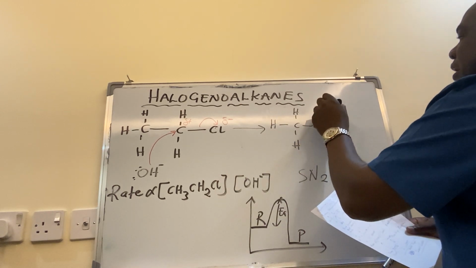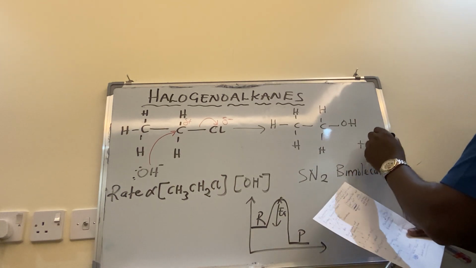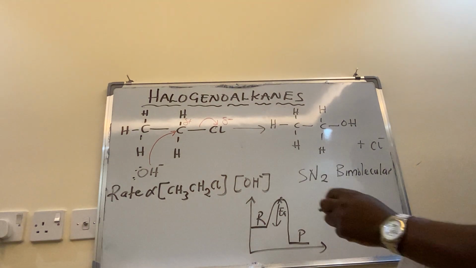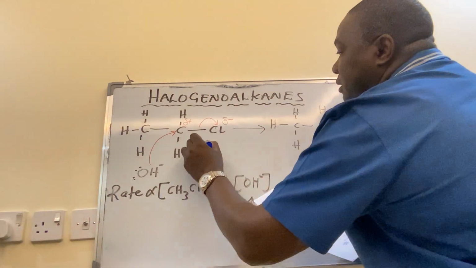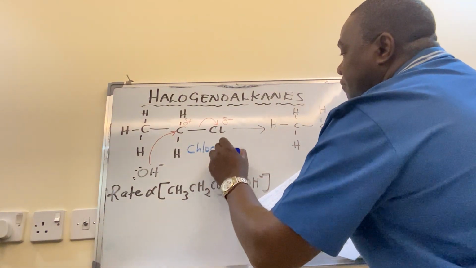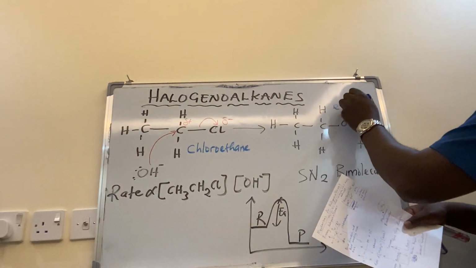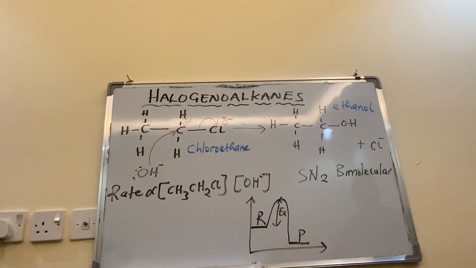The halogenoalkane is now going to be changed to an alcohol. So this one was chloroethane, but we now have ethanol. So nucleophilic substitution of halogenoalkane using OH, hydroxyl nucleophile, will change the halogenoalkane to an alcohol.